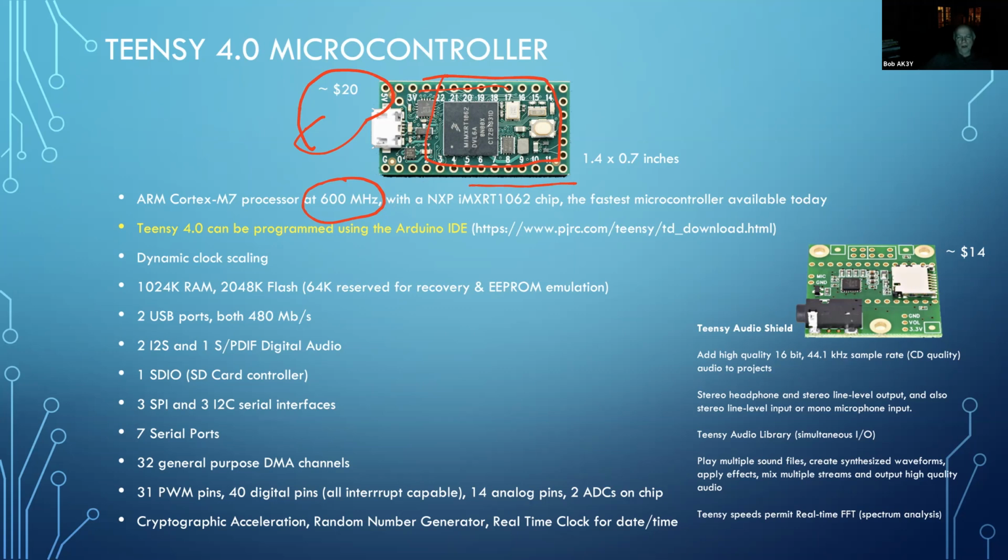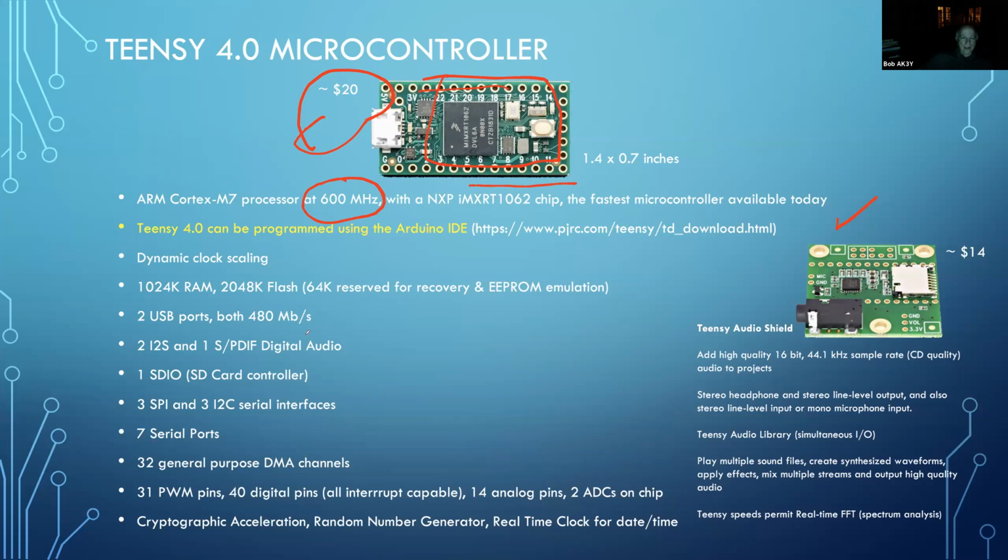So for example, I can put an audio hat on top of this, and here's that audio hat here, which allows me to do full stereo audio, as well as send that audio streaming through DMA, direct memory access, to the chip, which allows me to do real-time fast Fourier transforms. So if I want to do an audio spectral display, this can be done in real time while the processor is doing other things on the side. It's absolutely a phenomenal chip for 20 bucks.